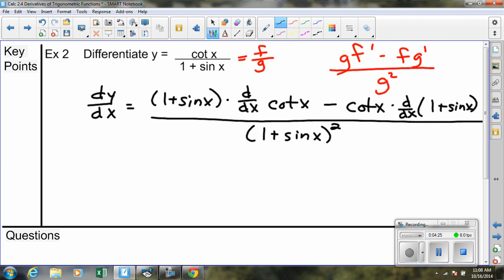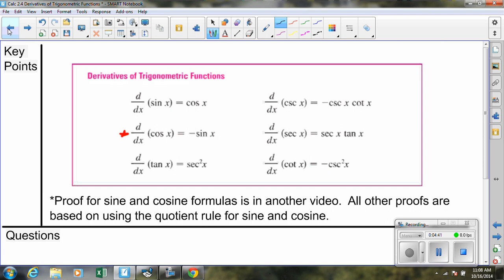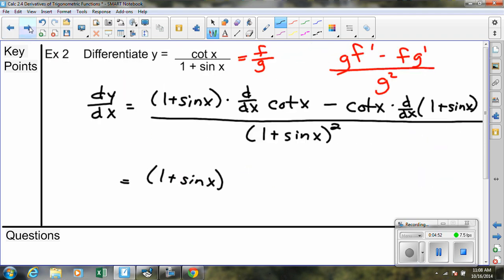Okay, so bringing this down, our dy dx is equal to, we still have 1 plus sine of x, and we need to take the derivative of cotangent. Once again, we can scroll back over, take a look at our tables, and say the derivative of cotangent equals negative cosecant squared. So we get negative cosecant squared of x.